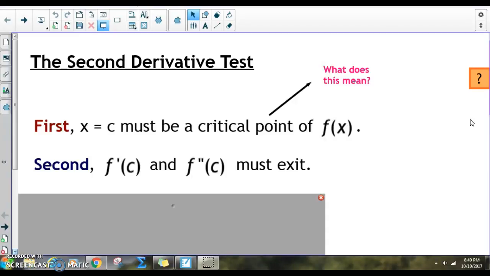Hi, ladies and gentlemen. So today we're going to be learning about the second derivative test. Hopefully you remember me mentioning this to you in class the other day. So we're going to go over it and then there'll be some practice problems at the end.